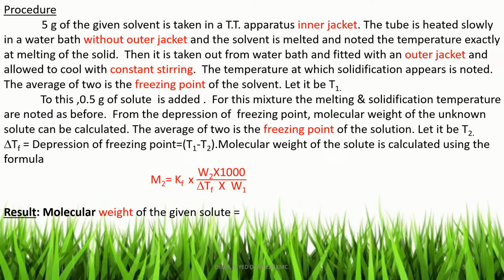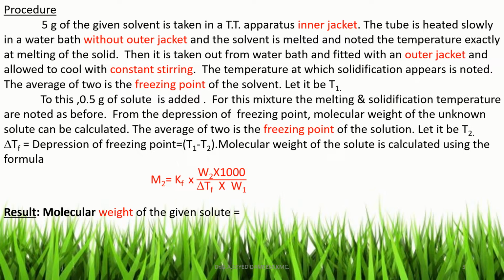Then it is taken out from the water bath, fitted with an outer jacket and allowed to cool with constant stirring. The temperature at which solidification appears is noted. Now the average of these two temperatures is the freezing point of the solvent; let this temperature be T1. To this 5 gram of the solvent, 0.5 gram of solute is accurately weighed and added, so the mixture contains 5 gram of solvent and 0.5 gram of solute. For this mixture, the melting and solidification temperatures are noted as before.